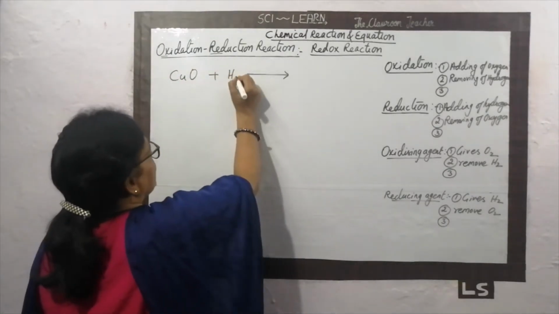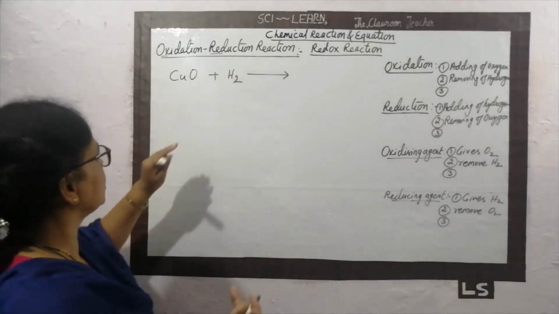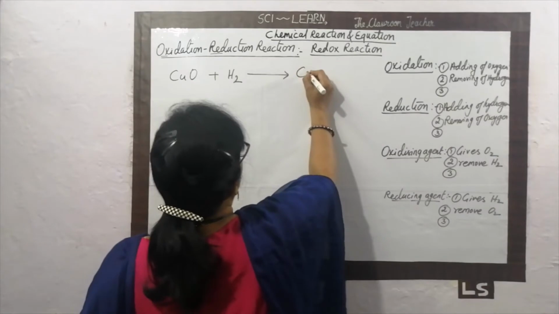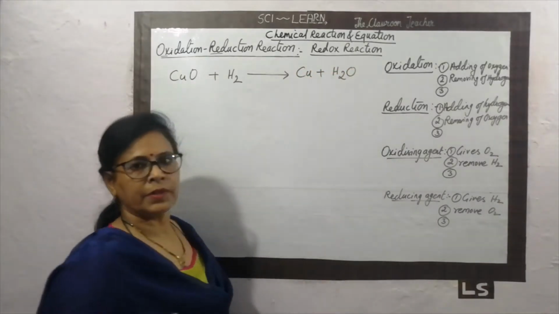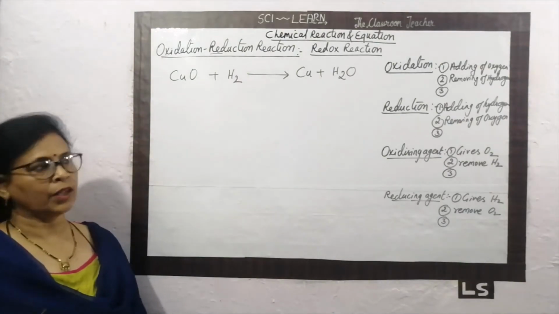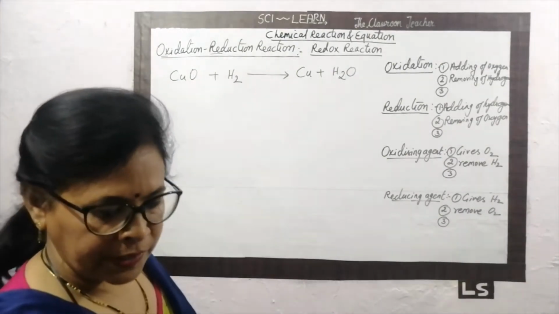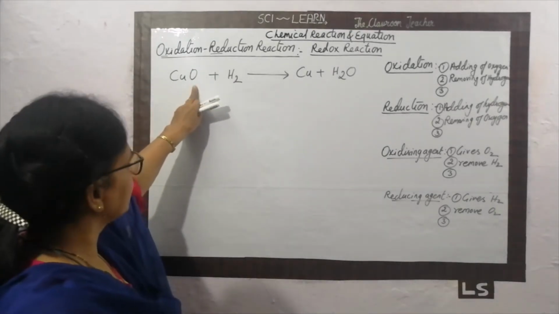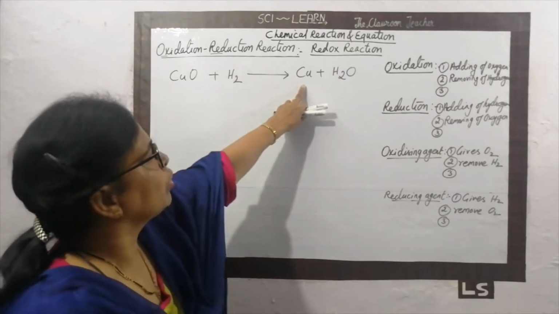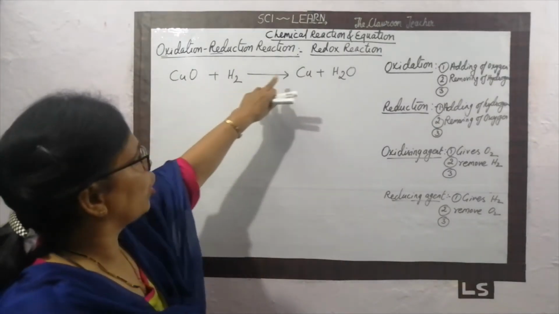Copper oxide combines with hydrogen. Now what happens when copper oxide combines with hydrogen? Copper plus water is formed. This is a simple equation. Now what is going on in the equation? Look carefully. Here copper is combined with oxygen, and this oxygen is not present here. It means copper oxide loses the oxygen.